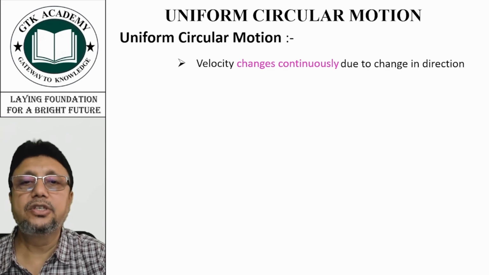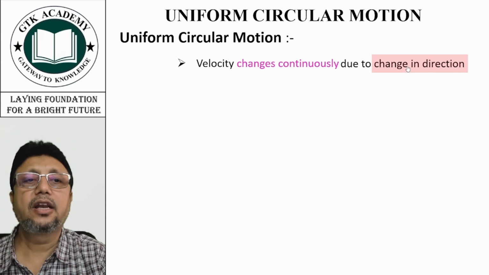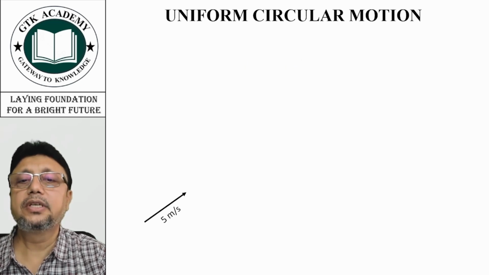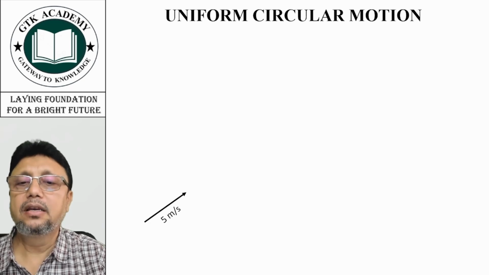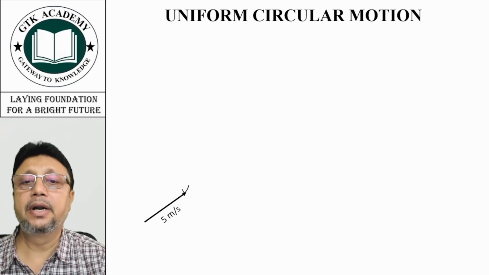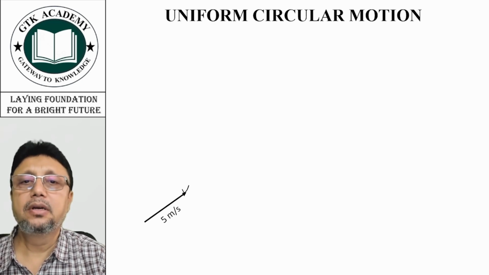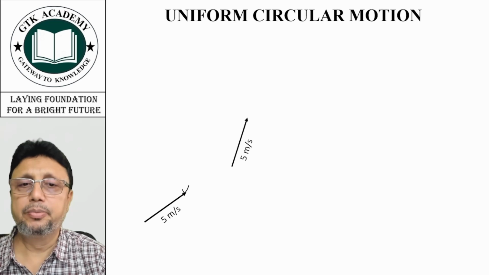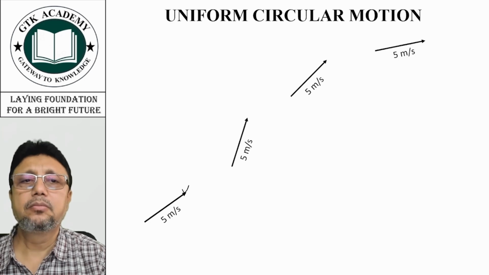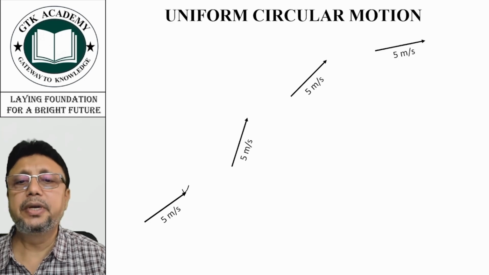So the change in velocity is due to change in direction. Let me again clarify it a bit more. For example, this is any particle or any body moving with a speed of 5 meter per second in this particular direction. After some time, its direction changes, but speed remains the same. Again, the same thing, direction changes, speed is the same. Again, the direction changes, speed is the same.